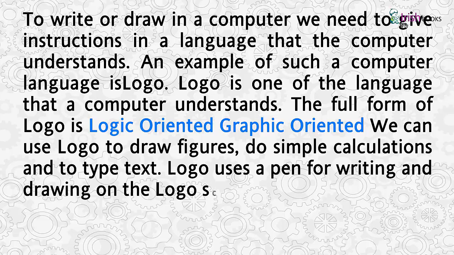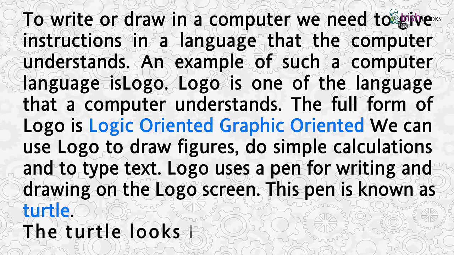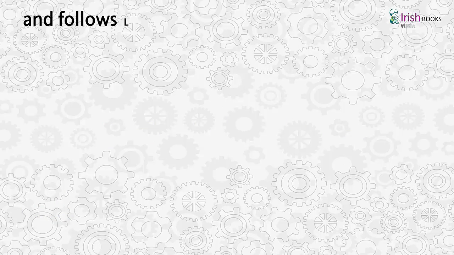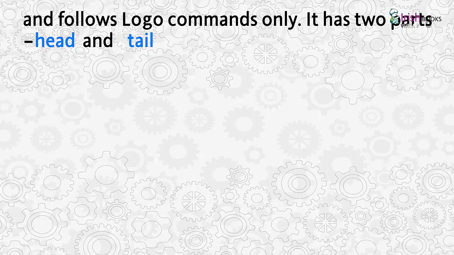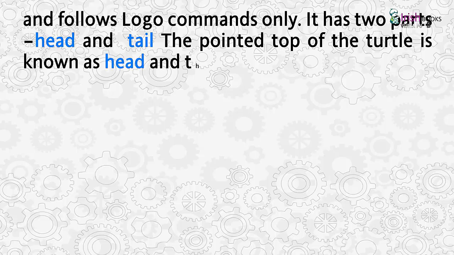Logo uses a pen for writing and drawing on the Logo screen. This pen is known as Turtle. The turtle looks like a small triangle that understands and follows Logo commands only. It has two parts, head and tail. The pointed top of the turtle is known as head and the bottom part of it is known as the tail.